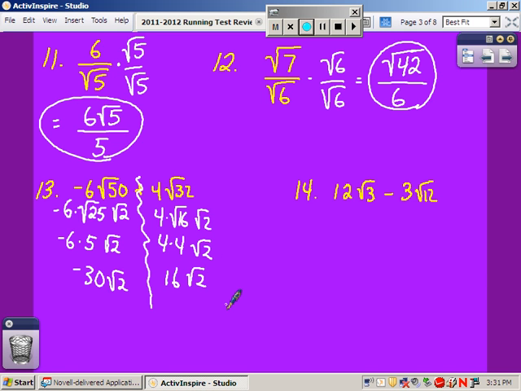Now you can see I have square root of 2 here and square root of 2 here. Now I can finally add them, like it asked me to do in the beginning. I get negative 14 square root of 2.